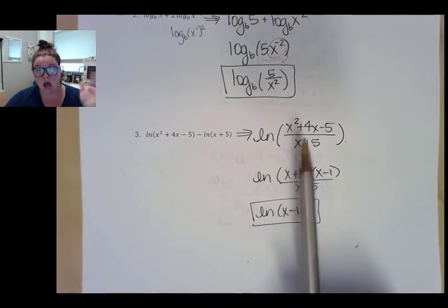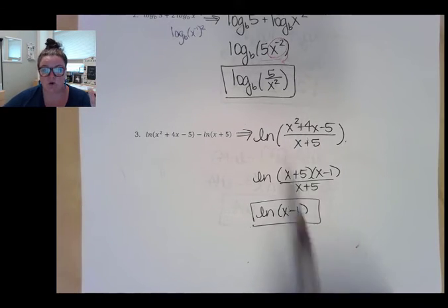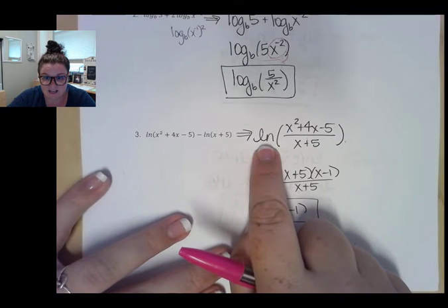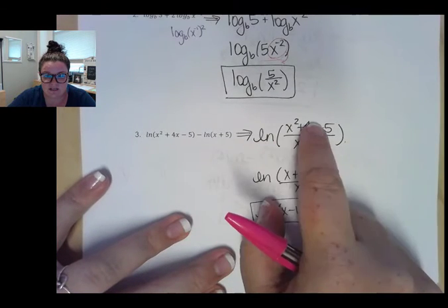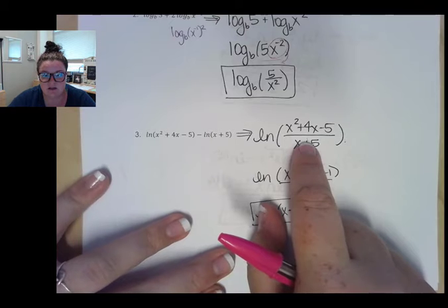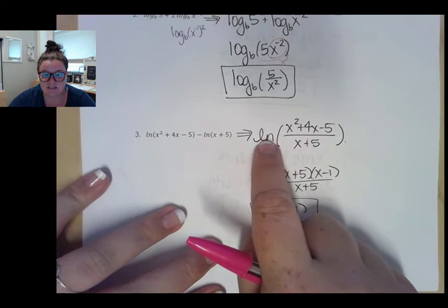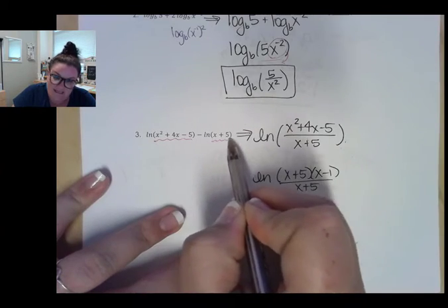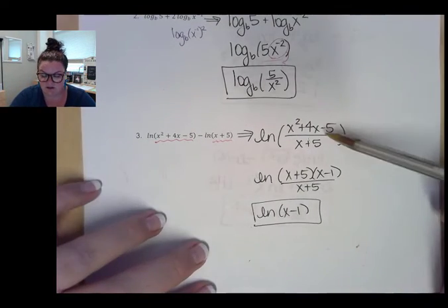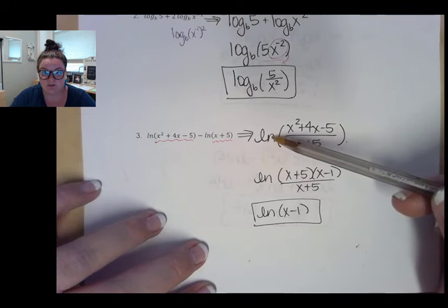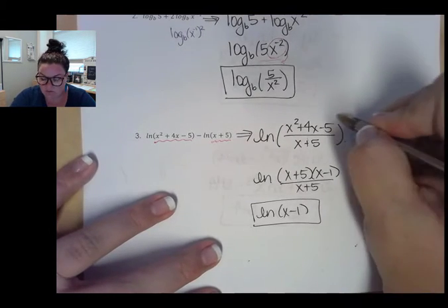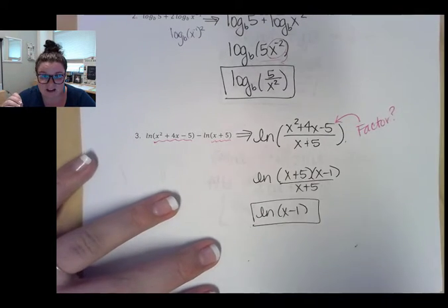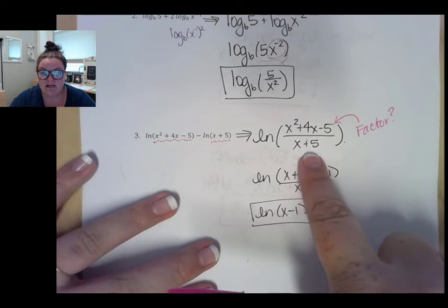And again, I cannot stress this enough. When you condense it, you only write the log one time. Don't write log of this over log of this, okay? When you condense it, you're condensing it to one log, and you only take these inside factors in here. The log is only written once. And then from here, we want to see if this will factor. If it will not factor, then you're done. You would just stop right here.